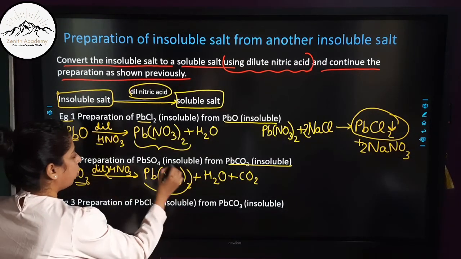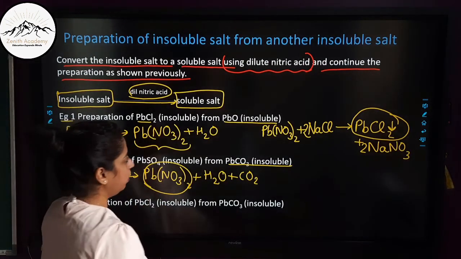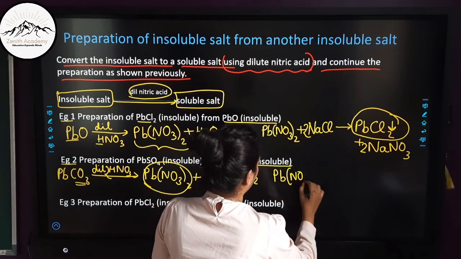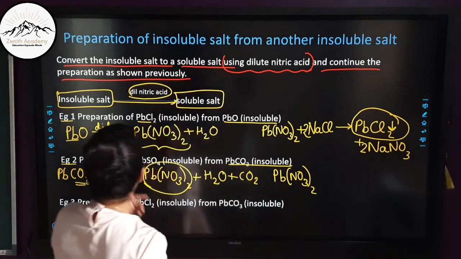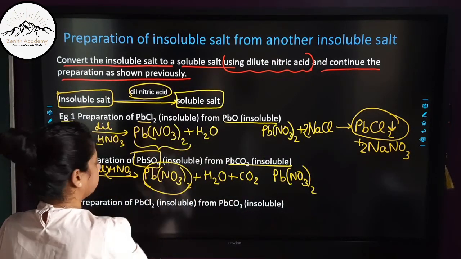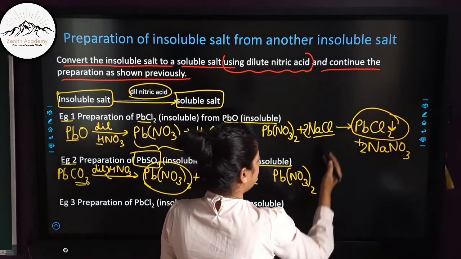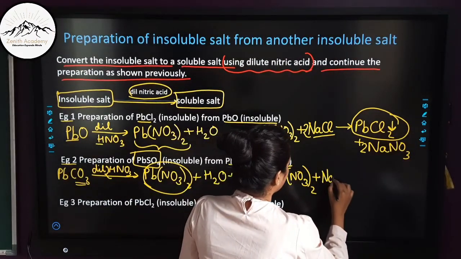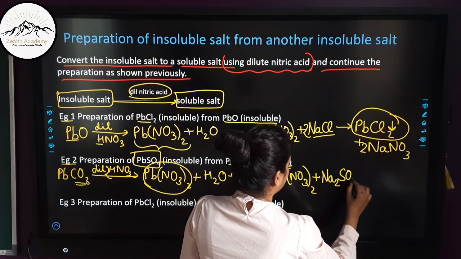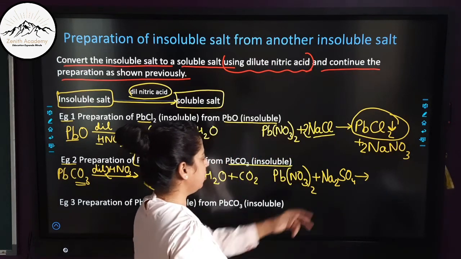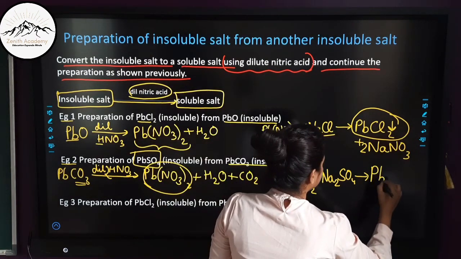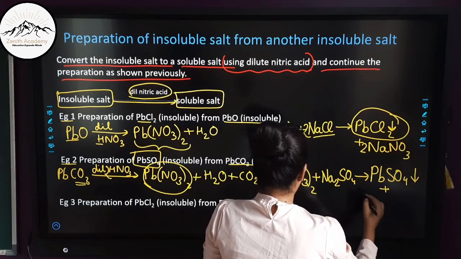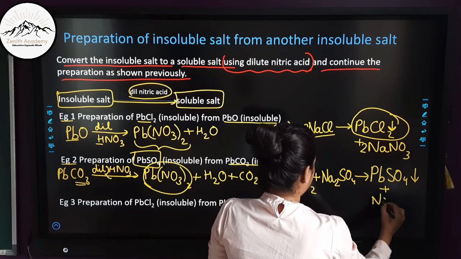Right. So now we have got lead nitrate, which is soluble. So let's take this lead nitrate. Now, I have to form lead sulfate, right? So I can't react it with NaCl, I will have to react it with any sulfate. So let's take sodium sulfate. Now let's exchange. So we will get lead sulfate, which will precipitate out, and we will also get sodium nitrate.